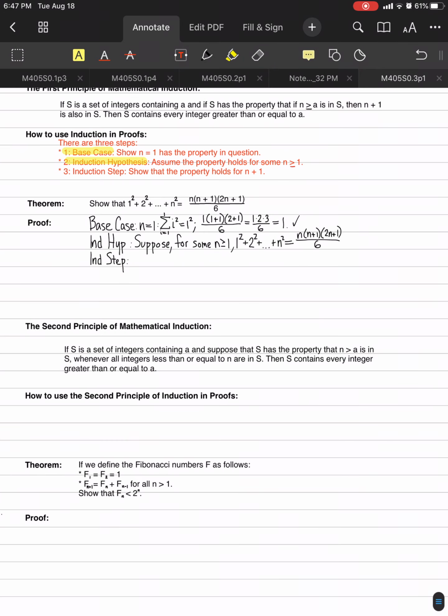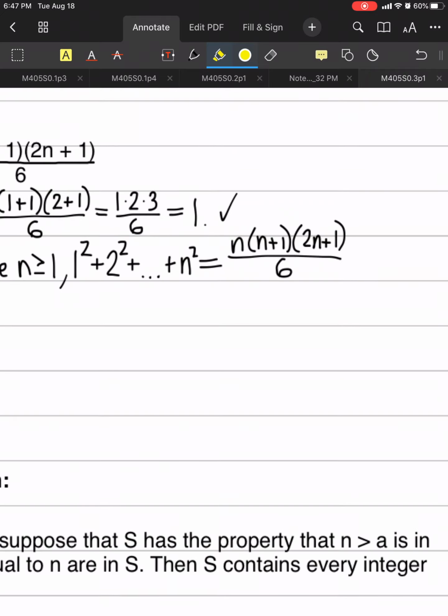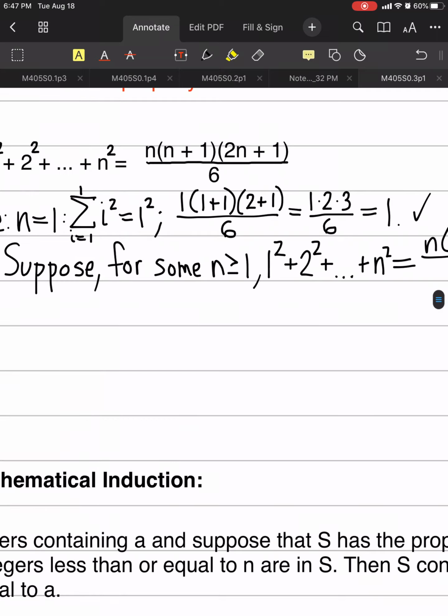But this next one is the part that varies from proof to proof. In the induction step, you want to go about the process of getting the statement for n plus 1. You want to show that that's true, and how you want to do that is typically use the statement for n that you've already assumed in the induction hypothesis. Let me show you how that works here.